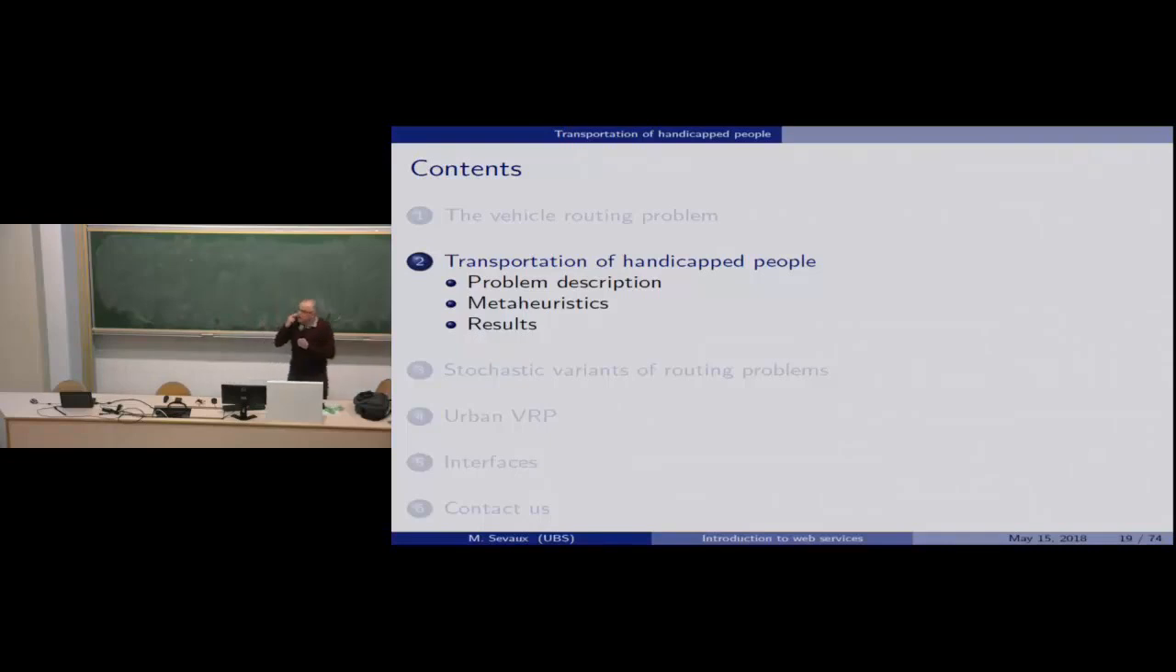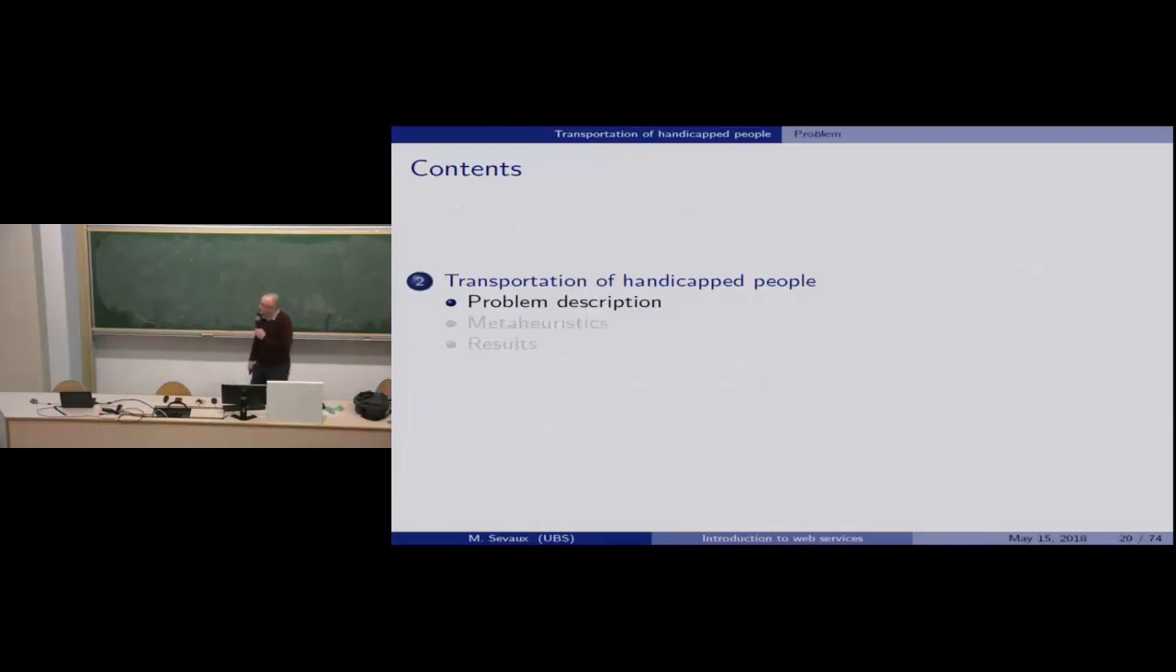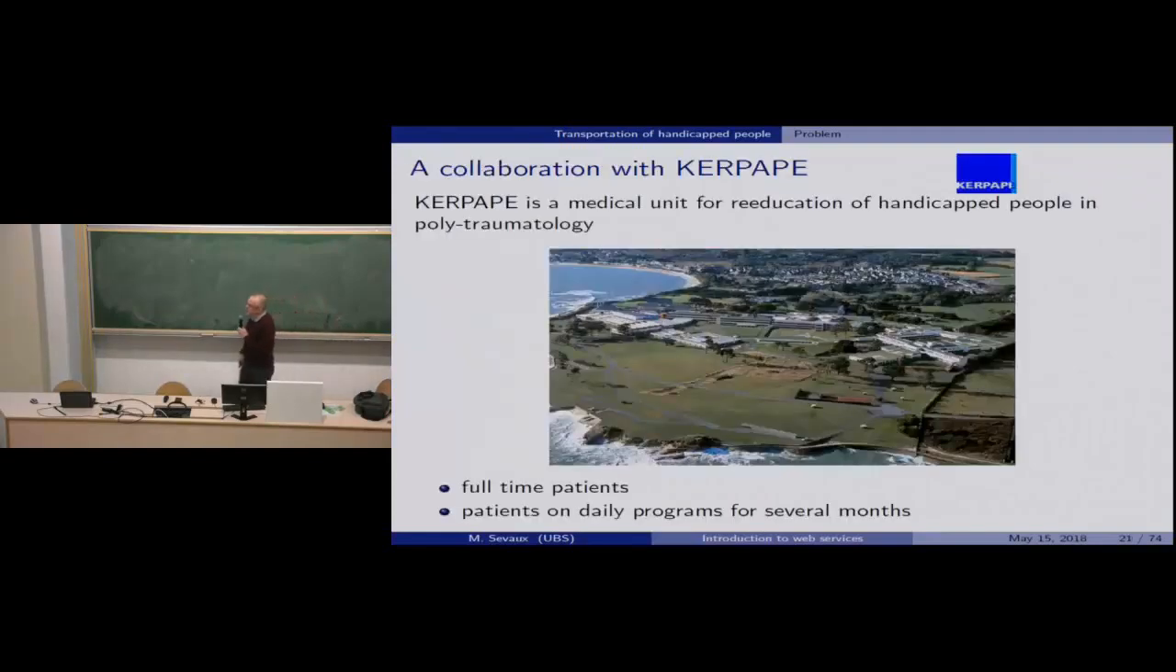I'm going to present one of the problems we solved, which was the transportation of handicapped people. This problem is a bit different from transporting goods. One of the origins of this problem is the collaboration with CARPAP. CARPAP is a medical unit for people after a very big car accident. So this is polytraumatology re-education.